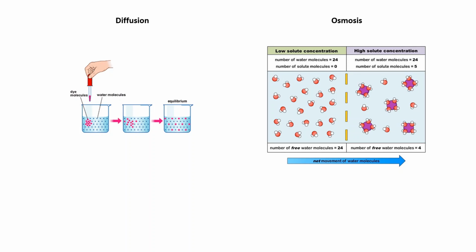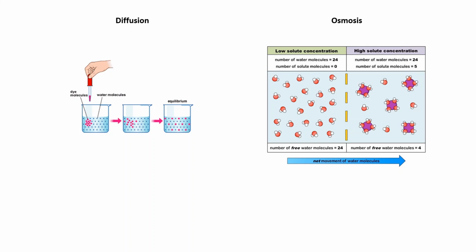Diffusion is basically a passive process by which solutes will go from a high to a low concentration to try and establish equilibrium. So this is passive. It doesn't require any energy from the cells or outside energy to drive this particular phenomenon.